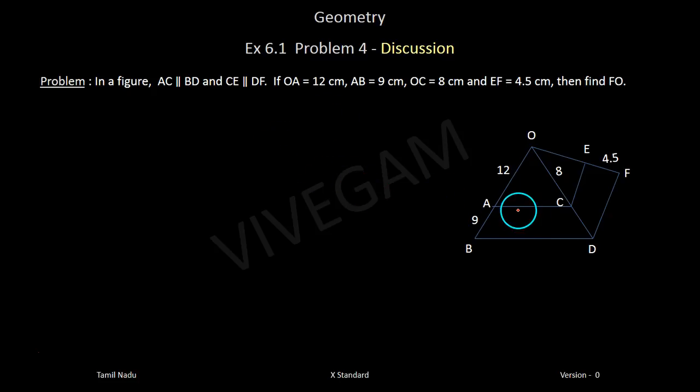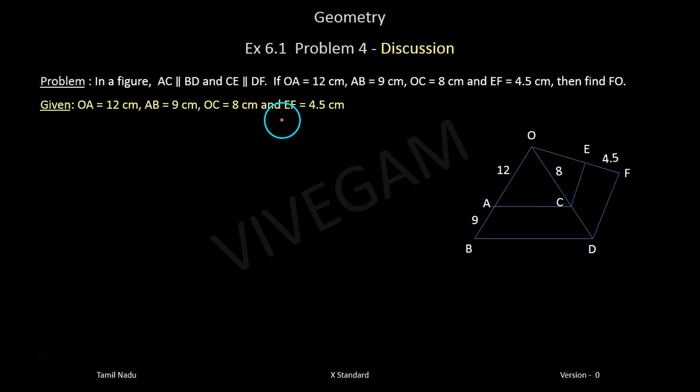Okay, so what they say is AC is parallel to BD and CE is parallel to DF, right? So basically you can apply Thales theorem to triangle OBD and to triangle ODF. Now next, you have put all the dimensions here, so we have written all the dimensions here, right?